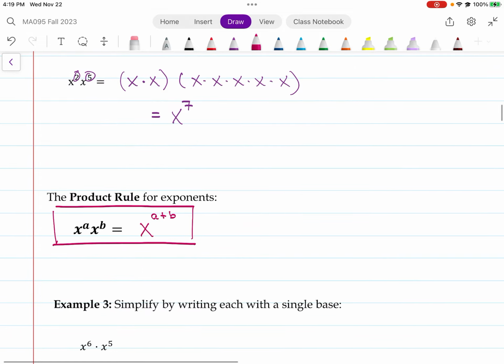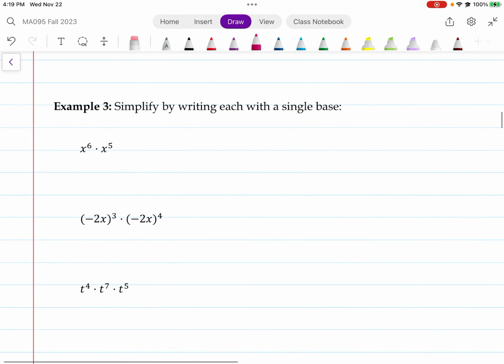All right, so now try a few examples. Pause the video and give these all a try, and then check to see if you got them right. All right, so the first one is x to the 6 plus 5, which is x to the 11. The next one is negative 2x. The base has to be the same, so notice negative 2x, they have to be exactly the same, to the 3 plus 4. So that becomes negative 2x to the 7.